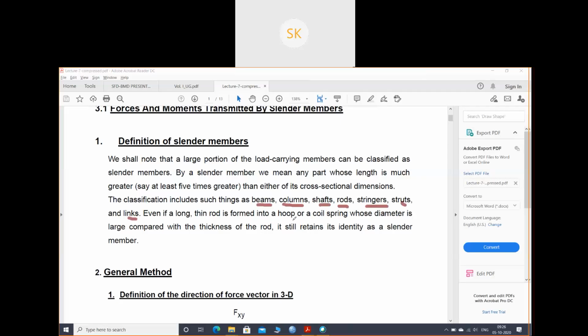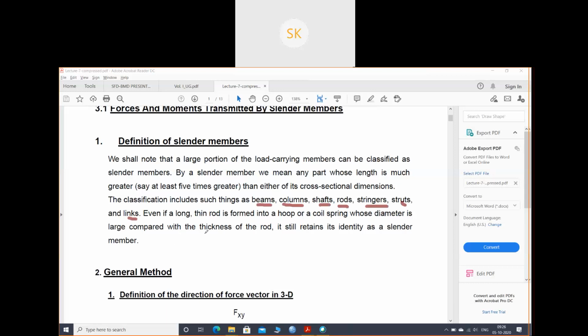So basically, by slender member we mean that its length will be much longer than its cross-sectional area. So these are the examples: beams, columns, shafts, rods, stringers, struts, and links. Even if a long thin rod is formed into a hoop or a coil spring whose diameter is large compared with the thickness of the rod, it will retain its identity as a slender member.